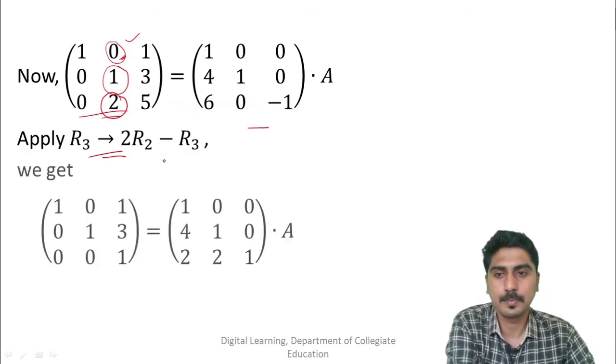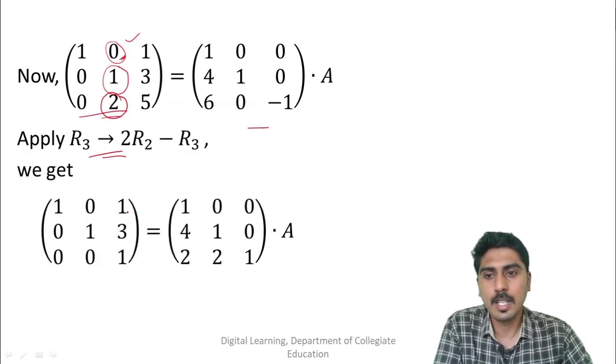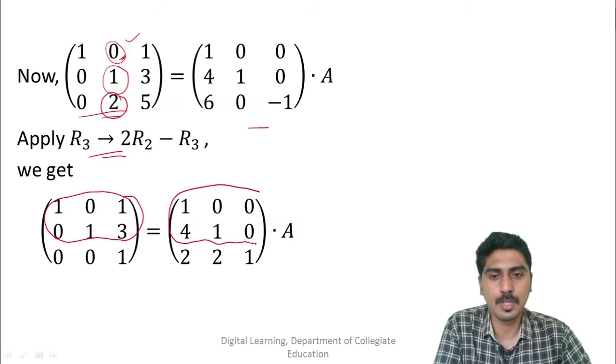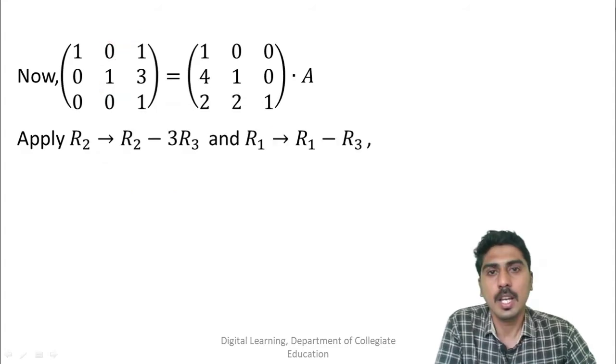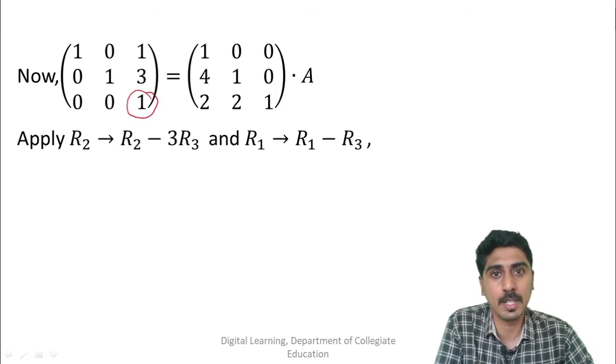Here R1 and R2 are unchanged, write them down as they are. If you change R3 by 2R2 minus R3, you get 0 0 1 here and 2 2 1 here. Now for the next step, we have to make this element 1. We already have 1 there, so I shall move on to the next step. Make these two elements 0.